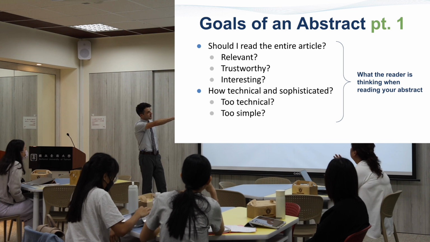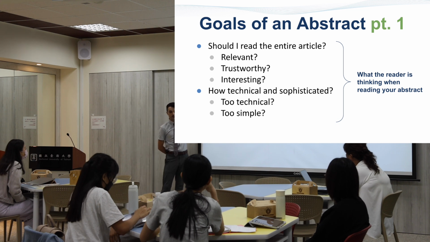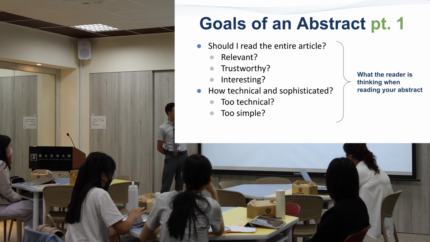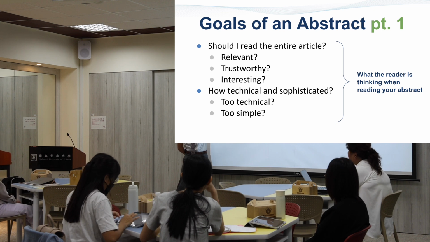Goals of an abstract, part 1. The goal: should I read the entire article? Is it going to be relevant for me? Trustworthy? Interesting? These 3 things, this is what you learn from an abstract. Is it relevant? Yes or no? Do I trust the author? Yes or no? Is it interesting? Yes or no?